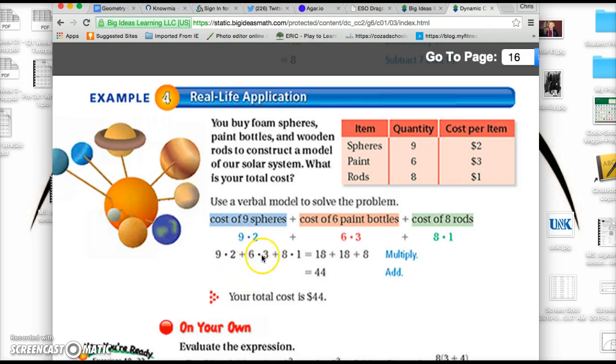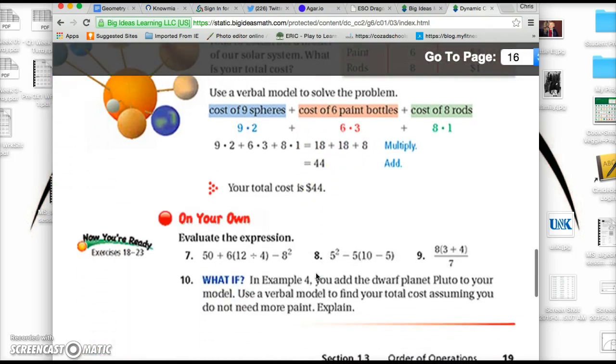So notice here we have those, and if you wanted to, you could put parentheses around them, but we don't need to because it's multiplication. We can go ahead and multiply the 9 and 2 and get 18, the 6 and 3 and get another 18, and then 8 times 1 is 8. Then we can add all 3 of those and we get our answer, $44.